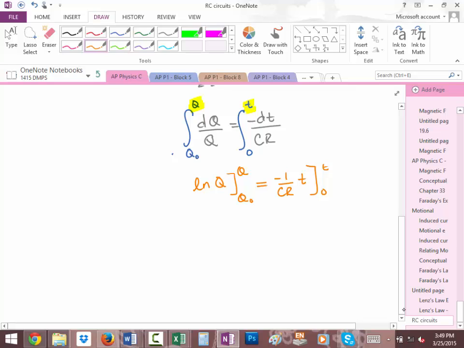So then if I apply my 0, that's going to go away. And then if I apply these two limits over here, I'm going to get something like the natural log of Q over Q naught. Is that okay with everybody? Is equal to negative t over CR. But I want to solve that for Q.